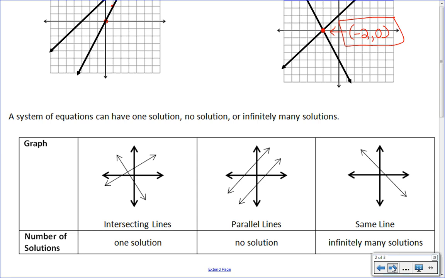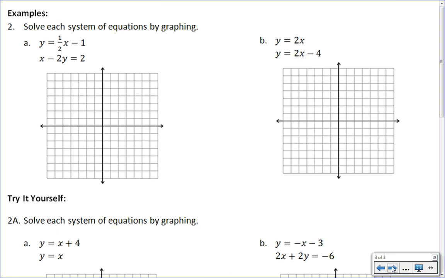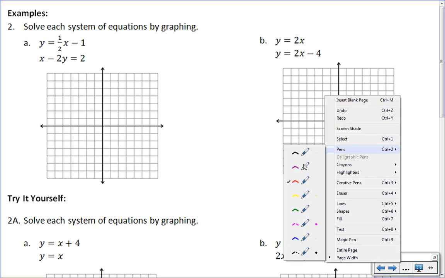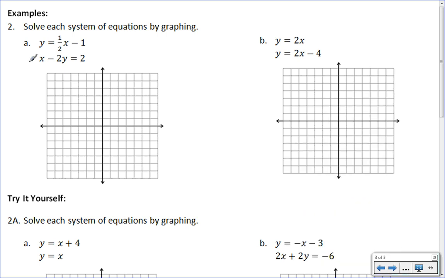Okay, let's see what this looks like in an actual example. So example 2 says solve each system of equations by graphing. Same thing we've been doing. Okay, so for the first one, we have y equals 1/2 x minus 1. And again, in slope-intercept form, that's what we really like to see. So let's go ahead and use the y-intercept and the slope to graph this line.